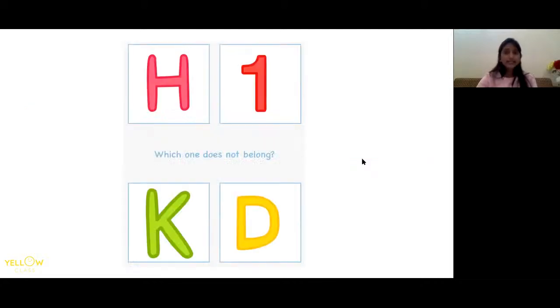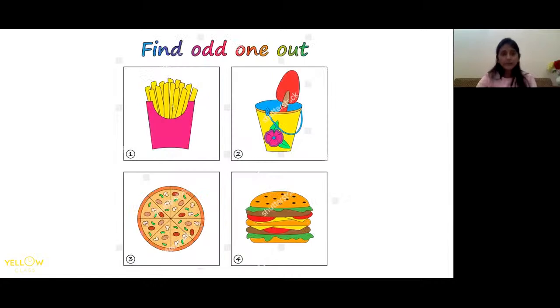Okay, so just quickly see, if I ask you which of the letters and numbers you can see on the screen does not belong to the group, or which is the odd one out. So it is simple. Which one? Quickly say. Yes, one is the odd one out because it is a numeral, whereas H, K and D are alphabets. Correct? So it was simple. Fine. So let's take one more example quickly. I have these four images. Quickly tell me which one. Now image 1, 2, 3 or 4.